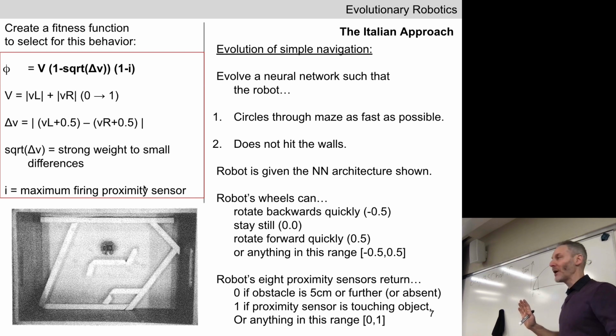We won't actually write out the equation for this, but at every time step that the Khepera is running around on the tabletop in this maze, they look at all 8 of the proximity sensor values. And remember that the proximity sensors can report a floating point number anywhere between 0 and 1. So they're looking at all of them, and they're looking for the highest number among those 8 proximity values at that time step. They hold on to that maximum value.